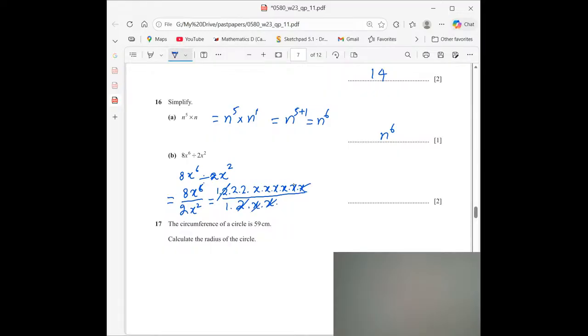So 1 is in the denominator, that may not be written, no matter. 2 times 2 is 4. And how many x are written? 4 x are written. So 4 is the coefficient with x power 4. 1, 2, 3, 4 x are there. So x power 4 means 4x^4. This is the answer.